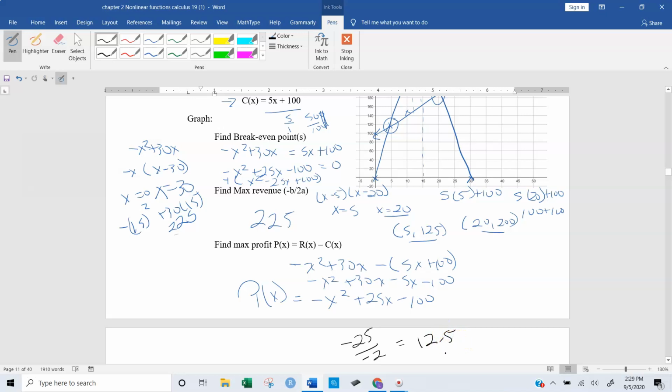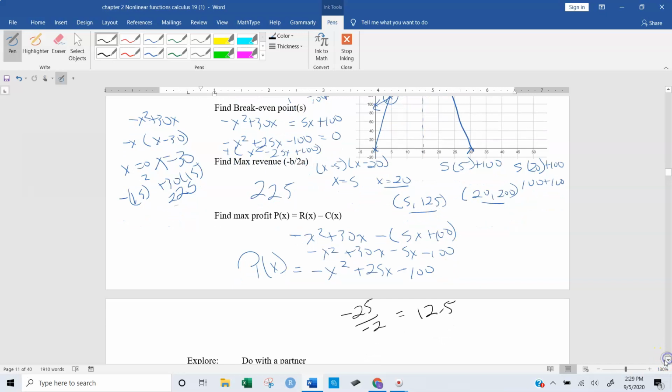We're going to put this 12.5 back into my equation right here. So I am so out of room. I'm so sorry, children. So this is equal to, can I go down just a little bit?